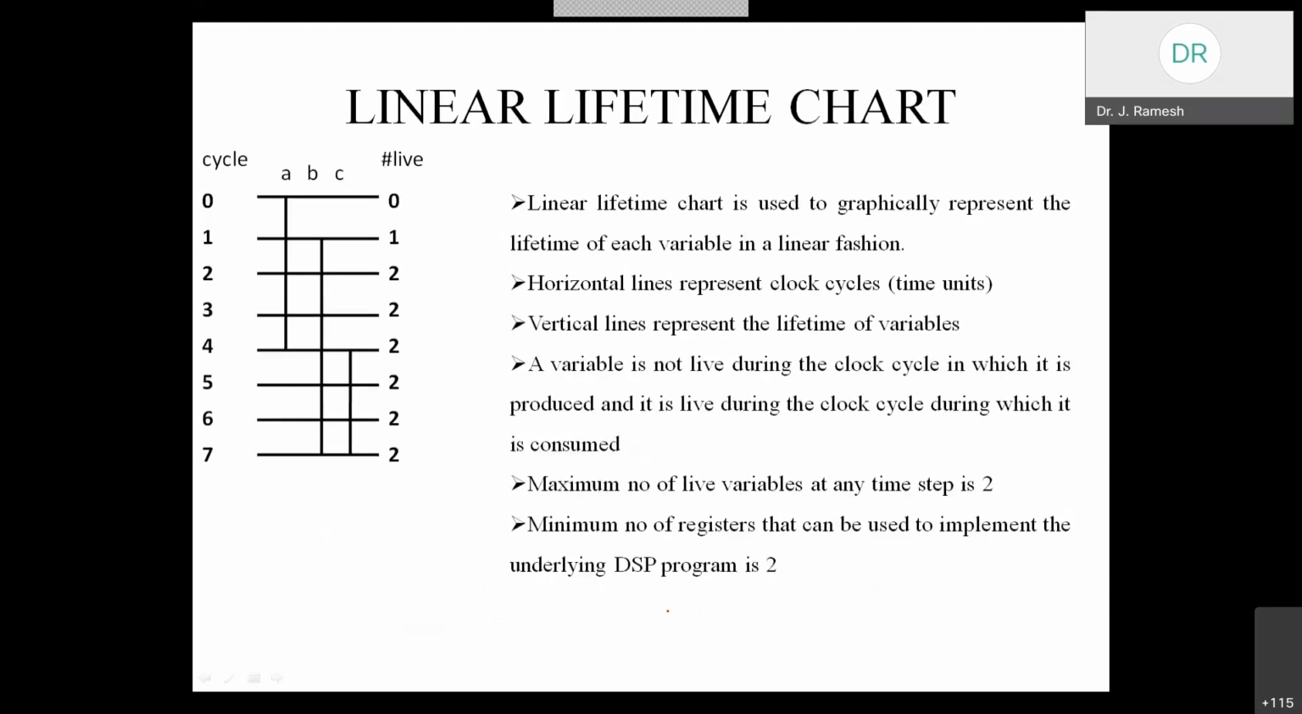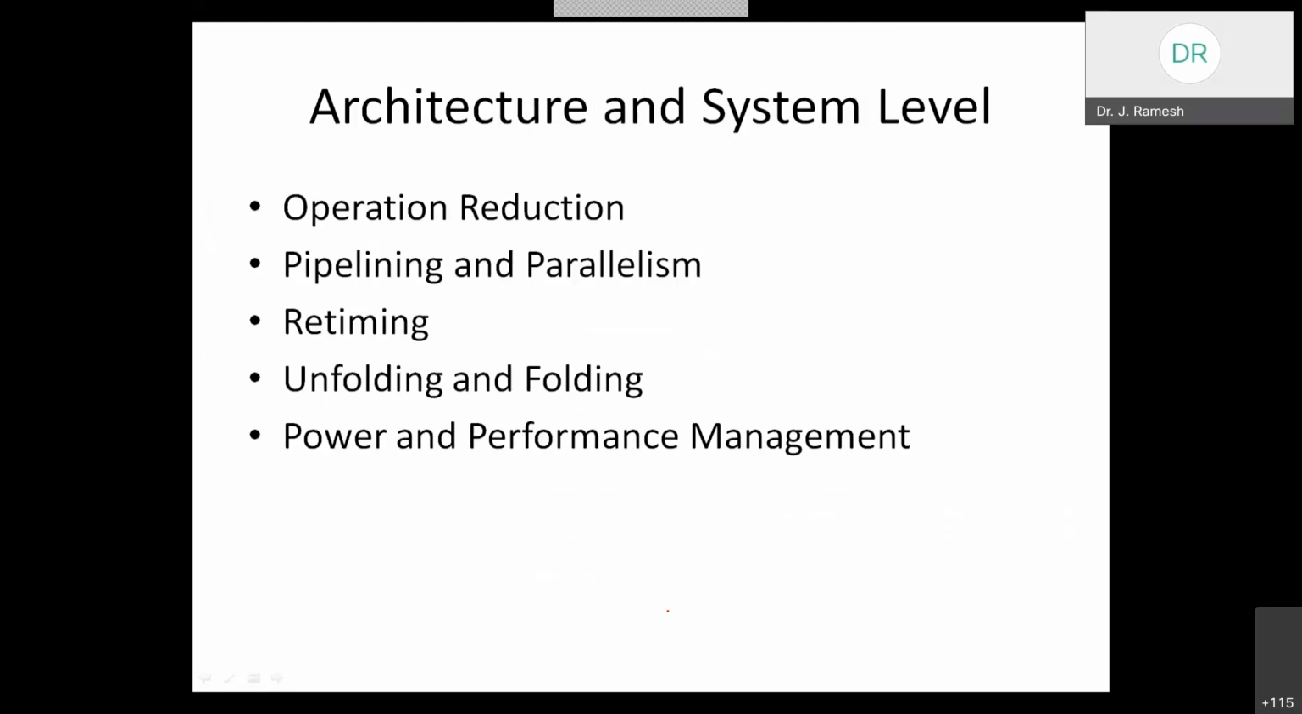Okay, so like this, we can list the number of variables which are alive for each of the time units. So based on this, we can decide that even though 3 variables are there, we don't require 3 registers here. At the maximum, what we require is only 2 registers. So using this linear lifetime chart, we can decide on the number of registers required. If we proceed directly without this analysis, the register usage will be maximum, and that can be minimized. So by register minimization also, we can reduce the power.